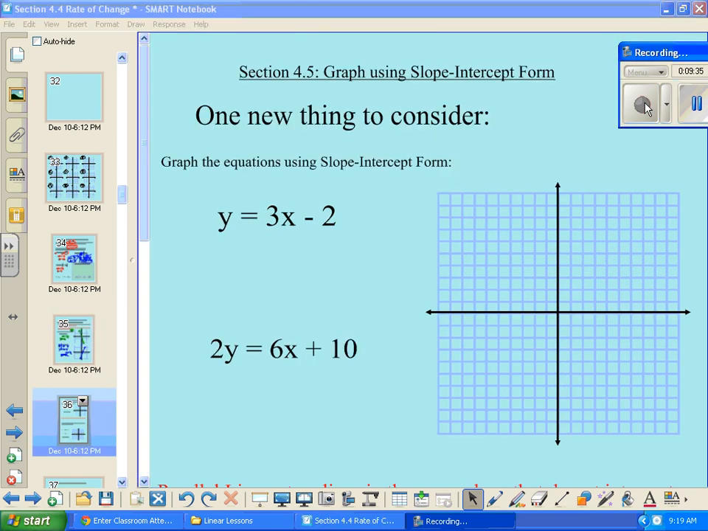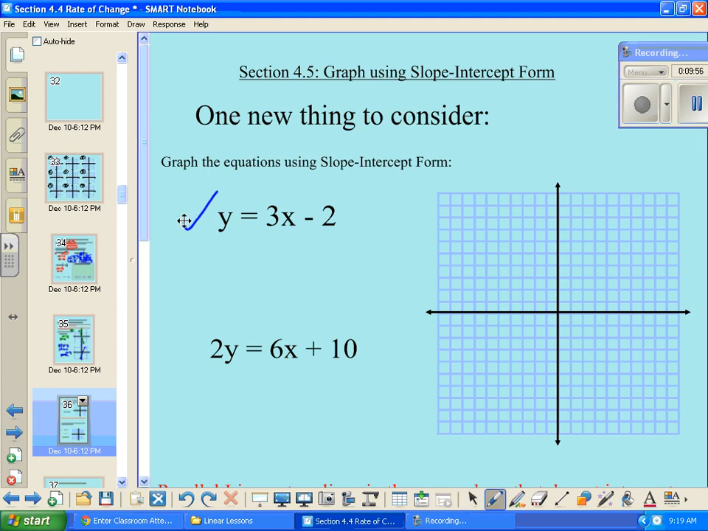I'm going to talk about one other new thing in class today. It's something we're going to use a bunch of times the rest of the year, and it's important for the MCA standards. Students have heard about it before, but now we're going to make a few more connections with it. To do so, I'm going to graph these two equations and see if we can notice some kind of similarity between them.